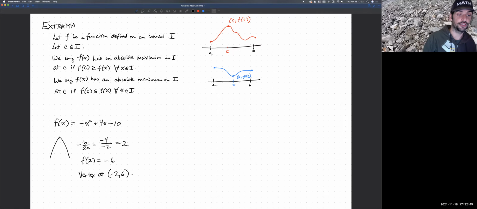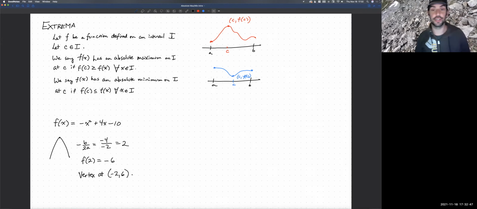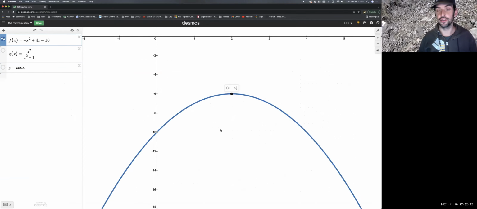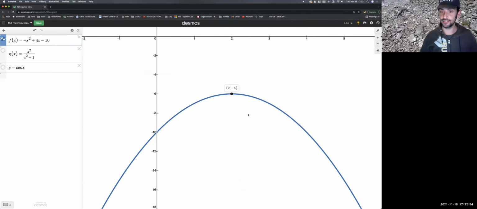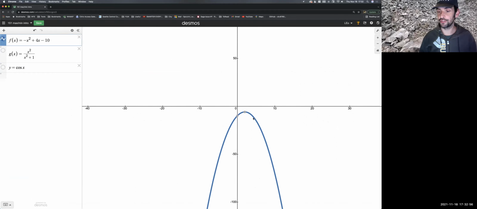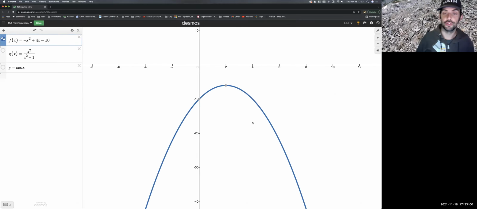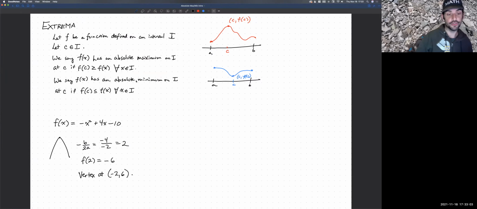If we look at this picture, like a quick sketch, or we can go to a nicer picture of the graph. Here it is. There's that vertex, right? All the other values of the graph of the function are below this one. So it is a maximum, an absolute maximum.